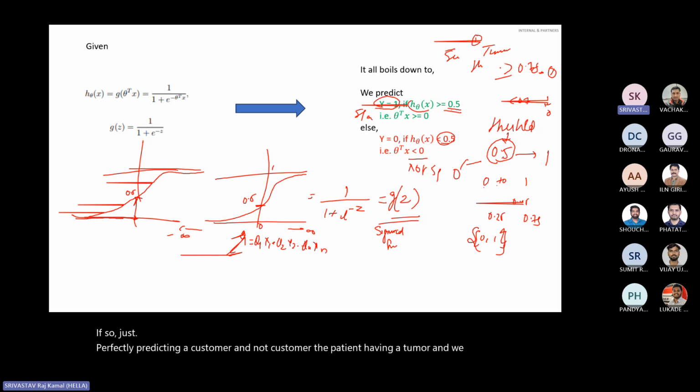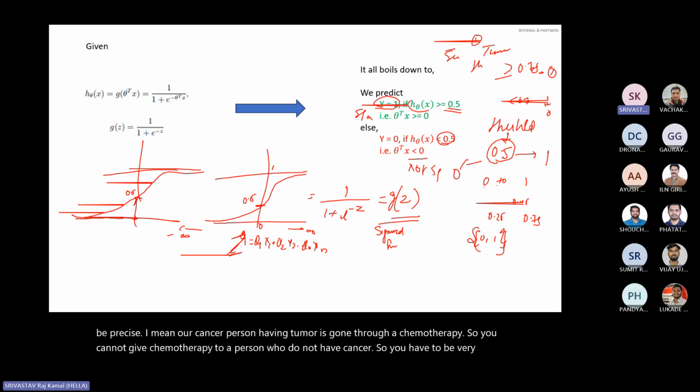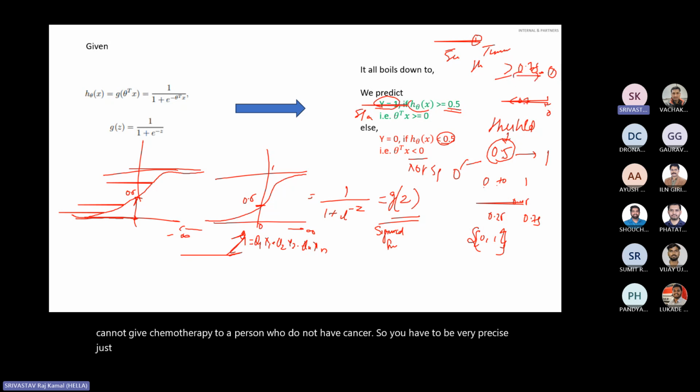Our cancer patient having a tumor has gone through chemotherapy, so you cannot give chemotherapy to a person who does not have cancer. So you have to be very precise. Just as an example, in this scenario I want the threshold to be on a higher side, so I can keep it 0.75. Just an example. So this is how we boil down everything.